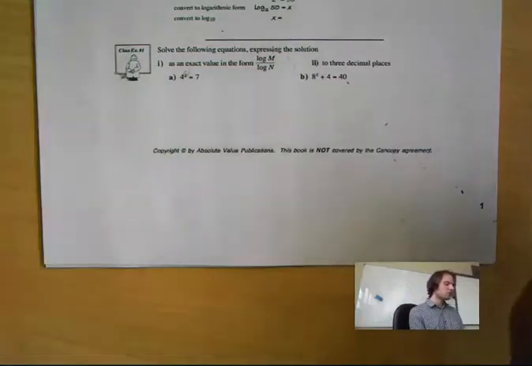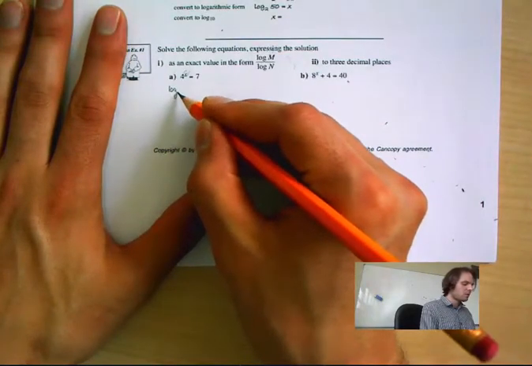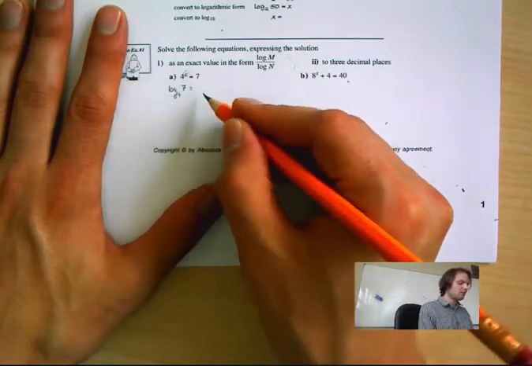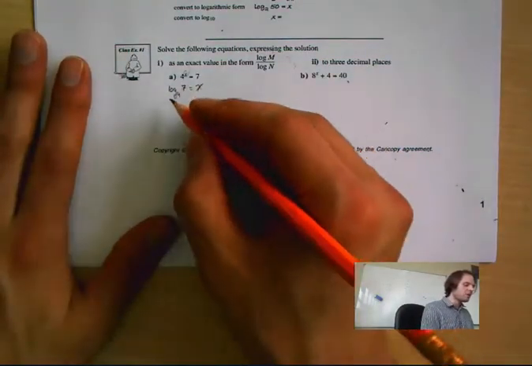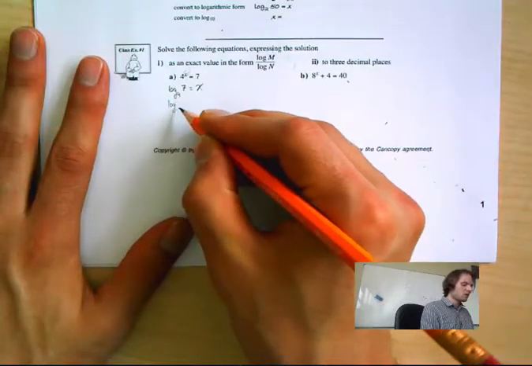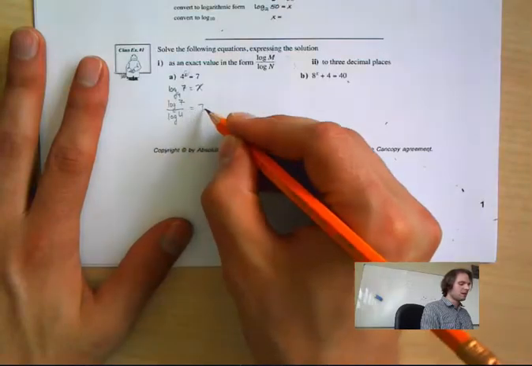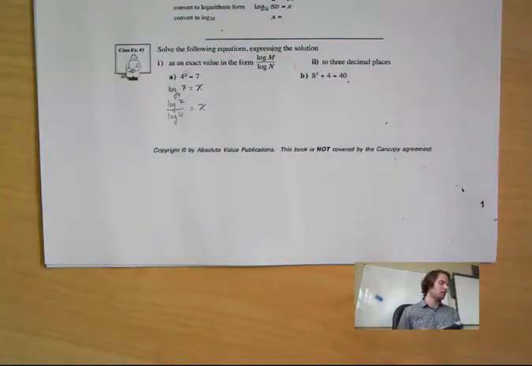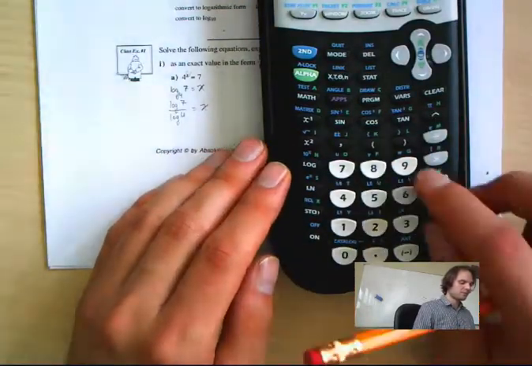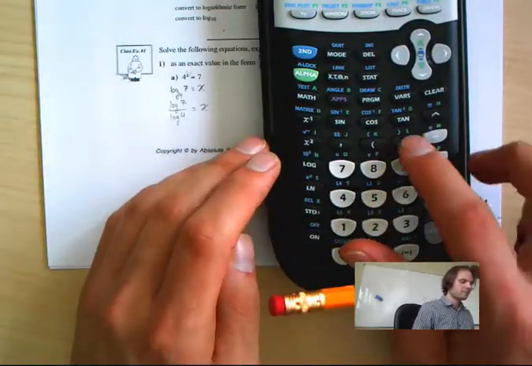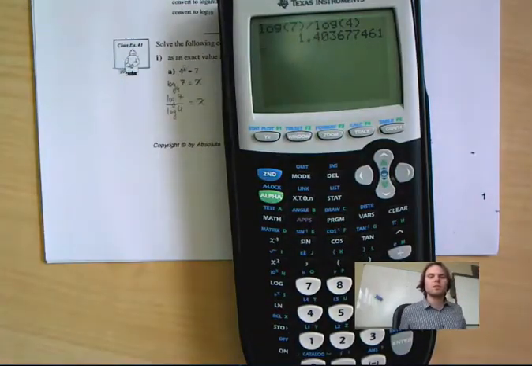So what is this in terms of logging? This is the same thing as log in base 4 of 7 is equal to x. So we're going to put that into our calculator now, and this is the same thing as log 7 over log 4 is equal to x. So I put that in my calculator, and I'm going to get some magical number. And my number is, right there, we see it, it is going to be 1.4.